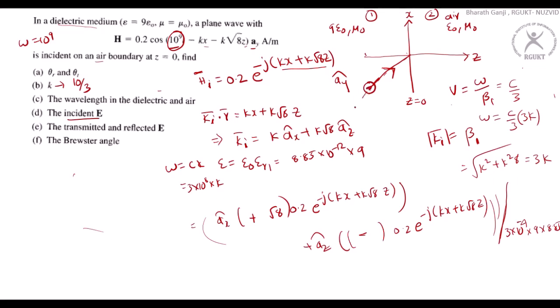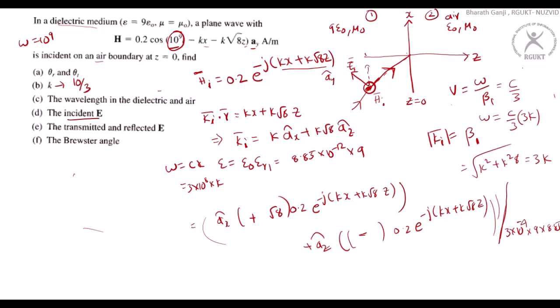Okay, so you can see that. This is the direction of your magnetic field, and this is your wave direction. In order to have your wave in this direction, because E cross H should produce the wave direction, your incident electric field should be in this direction.